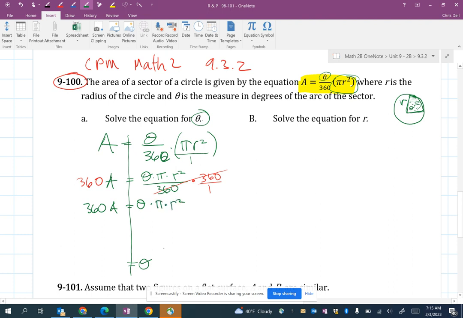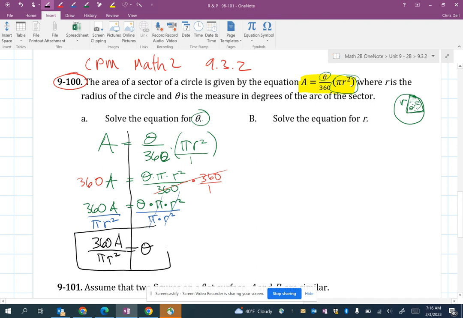So right there, now I just got to get my theta alone. What I see is theta is being multiplied by pi and multiplied by r squared. The inverse of a multiplication is division. So I'm going to divide by the pi, right? That'll cause it to be a 1. Divide by r squared becomes a 1. And what you do to one side, you do to the other. So there's my answer. I've got my theta now. I'll write it up a little higher. Theta is equal to 360 times a, all divided by pi times radius squared. So there's my formula in terms of theta.